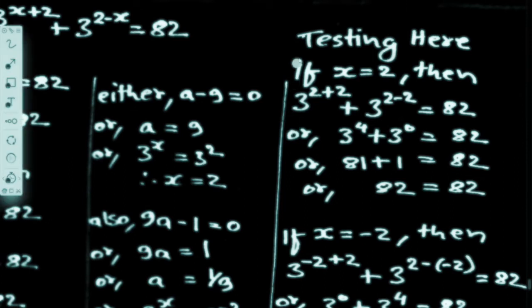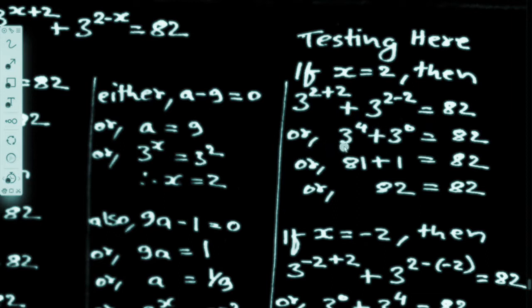So testing: if x equal 2, then we should put the value of x in our original equation. After putting the value of x in our original equation, 3 power 2 plus 2 plus 3 power 2 minus 2 equal 82.